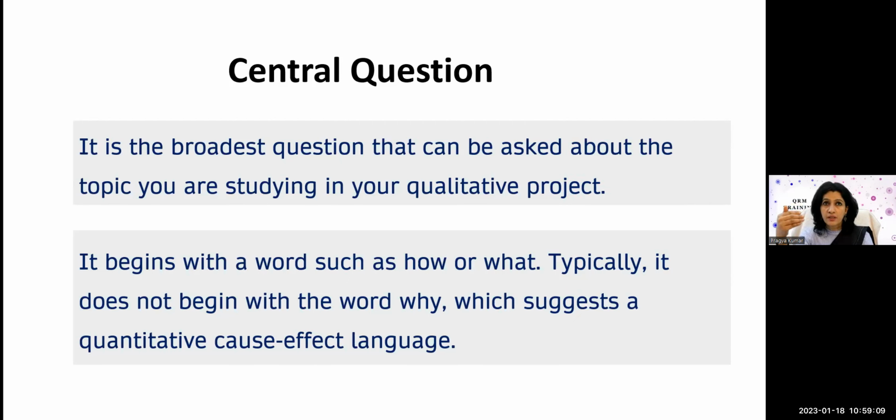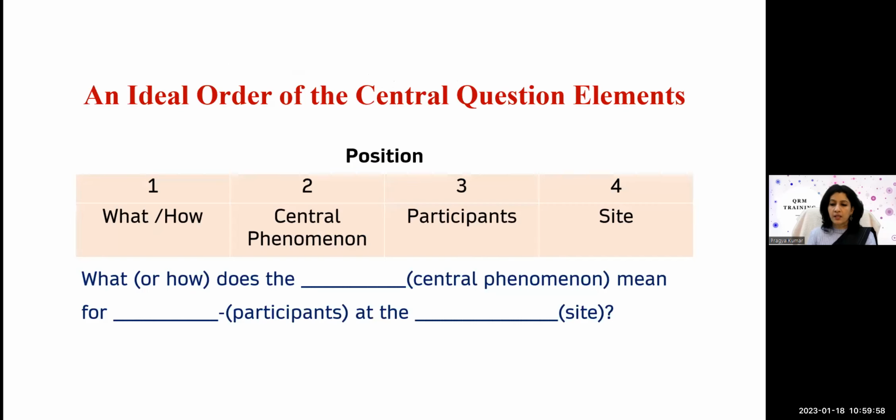The central question is the broadest question that can be asked about the topic you are exploring in the qualitative project. Usually it begins with how and what. We should not initially use the word why, because many times why carries a cause-effect implication, and if you start with why, participants are initially clueless because they are also not very aware. It should be like how, and it should be like what. Then they will be able to tell why later down in the interview, not initially. So the central question should not have the word why in its main place.